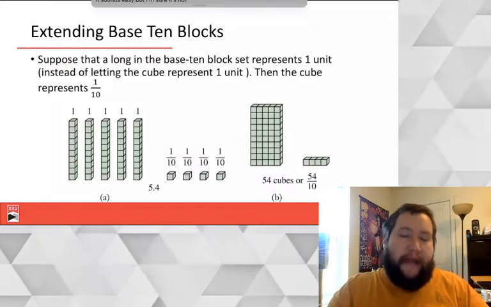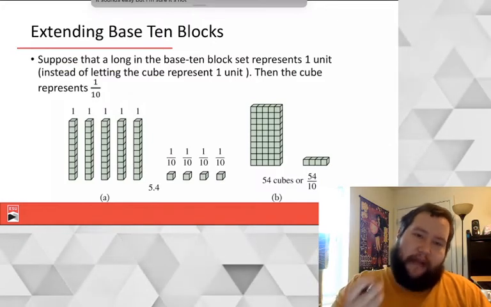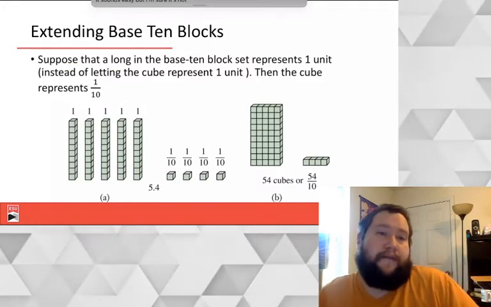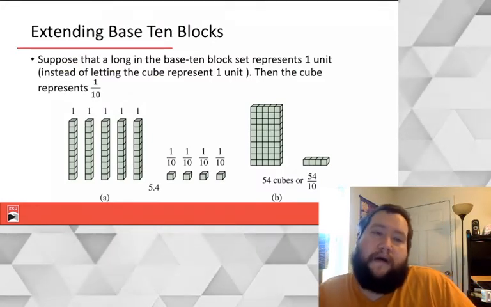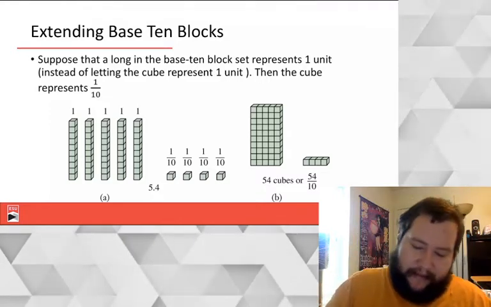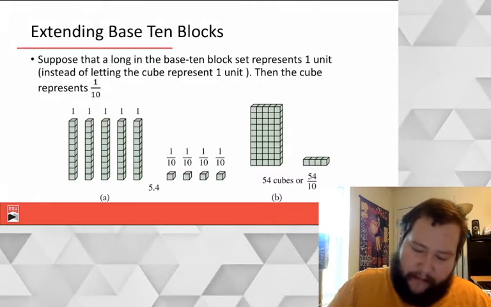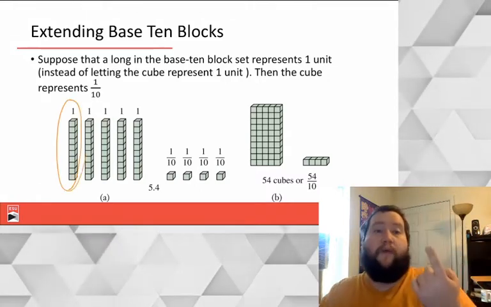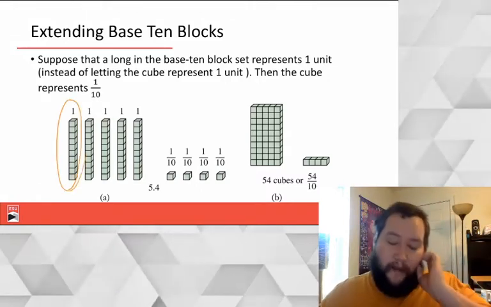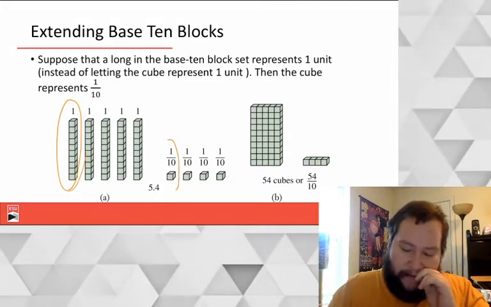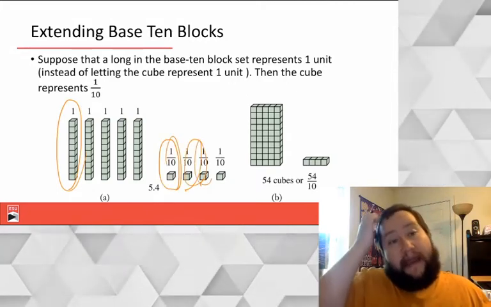And so we can use the number model or the number line model, but we can also use base 10 blocks. So suppose that a long in the base 10 block, so that's this one, is now going to represent 1, not 10, but 1. Well, that means each of these unit cubes is now going to be a tenth.